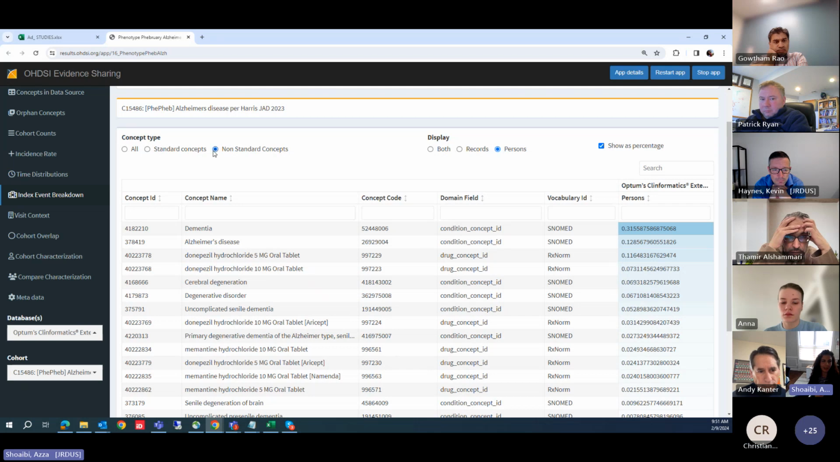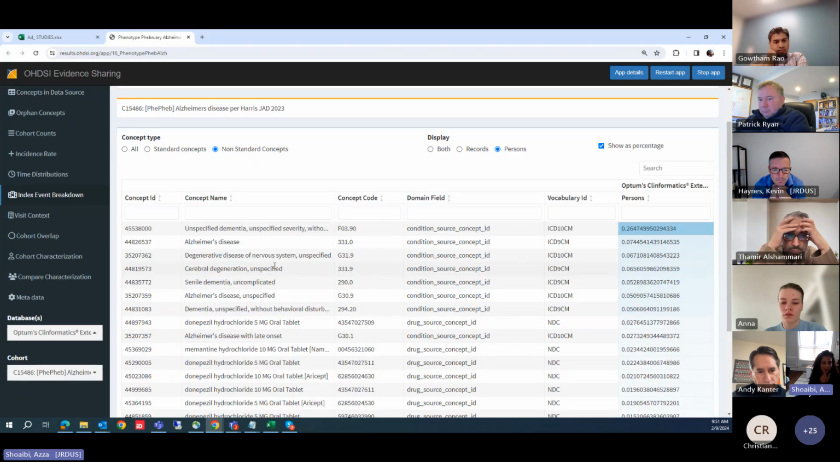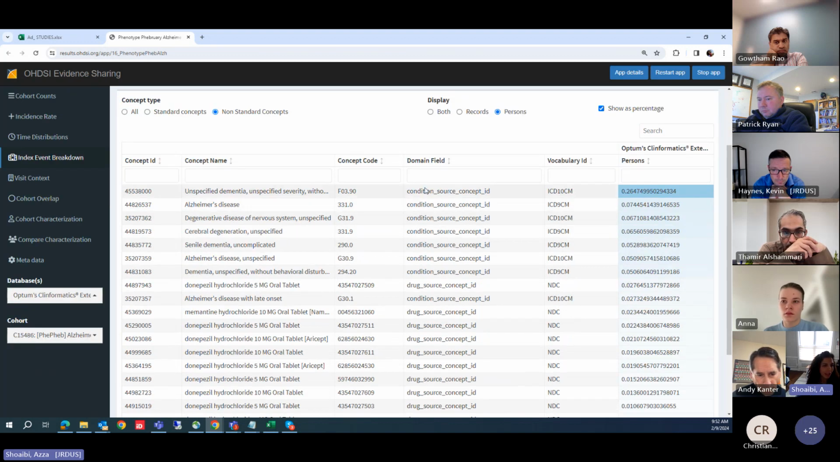Yeah, and you can see that in non-standard specifically, if you want to see things in the non-standard. So I'm picking here Harris. I'm looking at the DOD data source, and I can see and I can sort this. In different versions of Cohort Diagnostics, these numbers were rounded. In this one, we have a very high precision, but you can do the math.